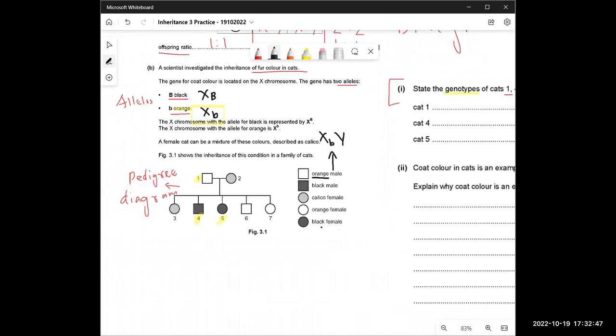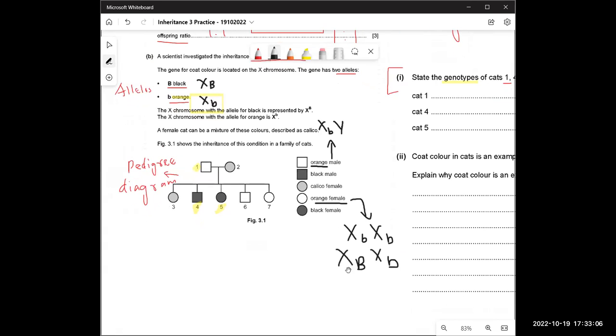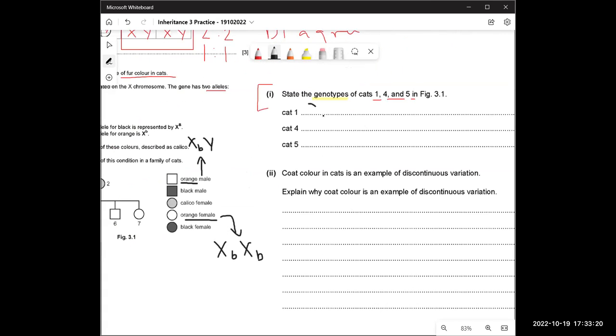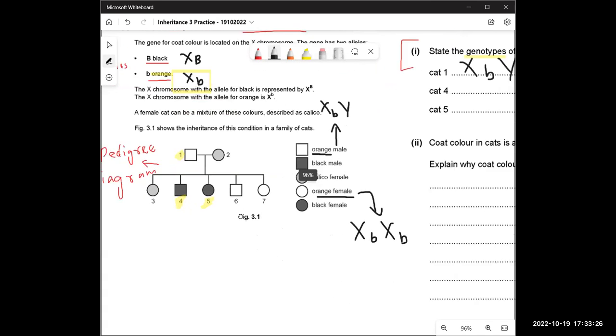For female, let's say an orange female right here. The female will be XX. Now, which kinds of XX can she have? She can have X small b, X small b. Why? Because if she had X capital B, X small b, that would cause it to be black, because capital B is dominant, which makes it black. So as I want orange, I must take small b, small b. So the first one is XbY, an orange male. 1 is done.